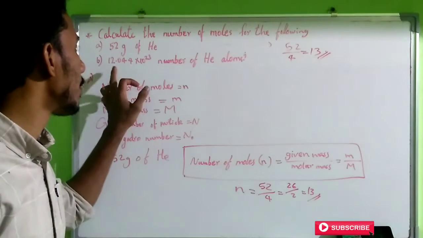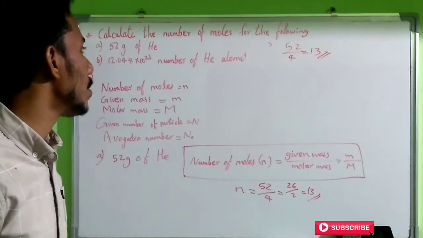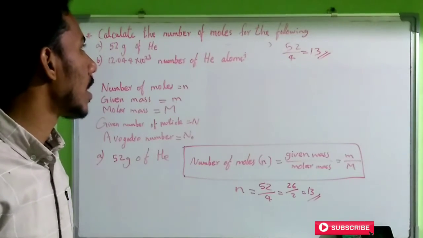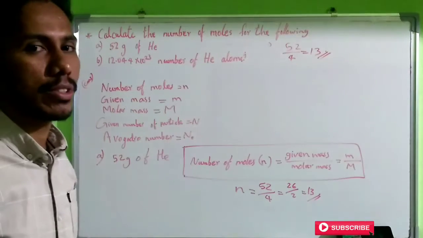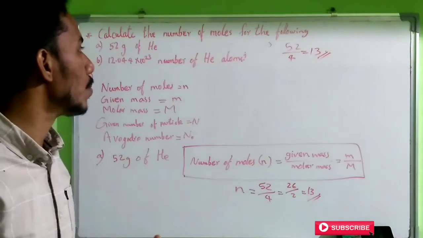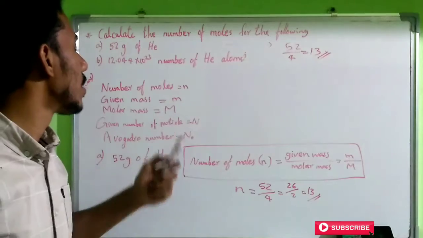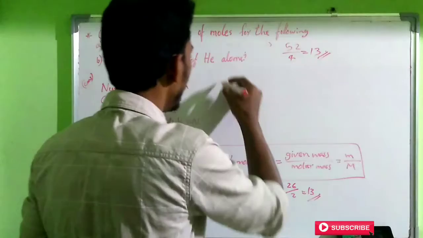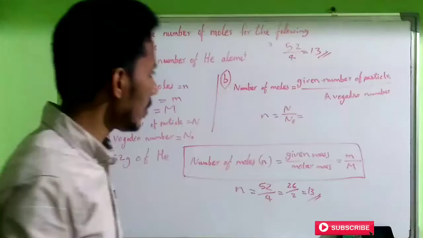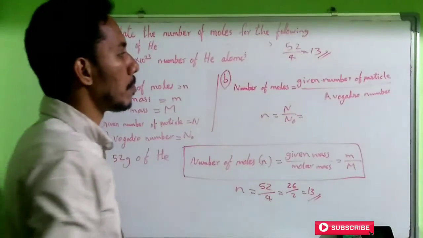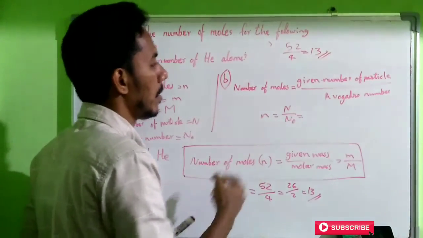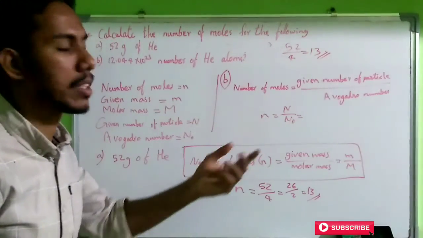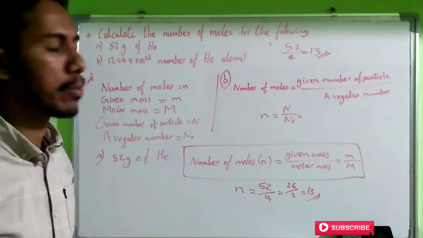Okay. Then another one, 12.044 into 10 raised to 23 number of helium atoms contains how many moles? That is the question. Answer is 2. You can find it in a simple way, but there is some equation. Okay, it is the second one. Number of moles is equal to given number of particles divided by Avogadro number. This is another equation to find the number of moles.